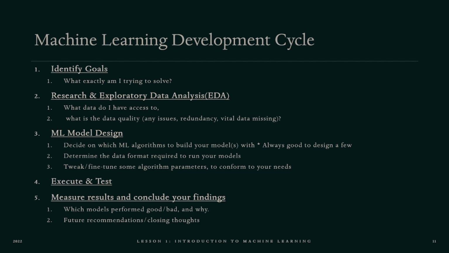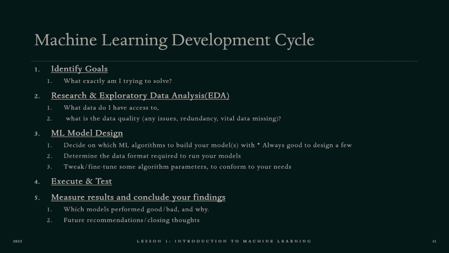And the third step there is to tweak and fine-tune some algorithm parameters to conform to your needs. So when you'll be using stuff in this crash course, you're not really going to build any machine learning algorithms from scratch. They will have all been made by some really smart computer scientists at some universities. So you'll just import those into your Python file, maybe tweak some parameters a bit so that they work better with your needs, and just go ahead with them.